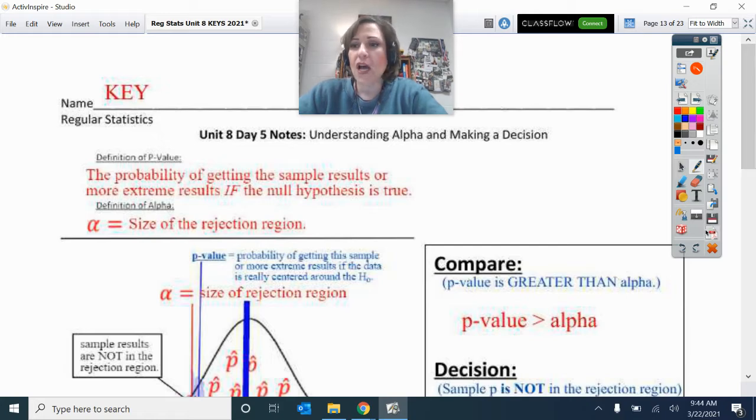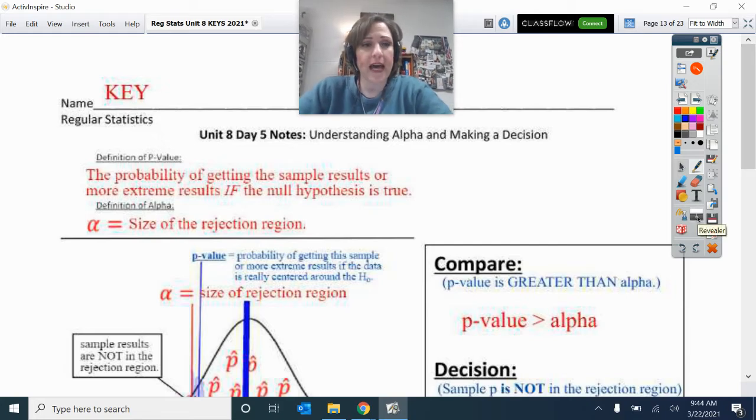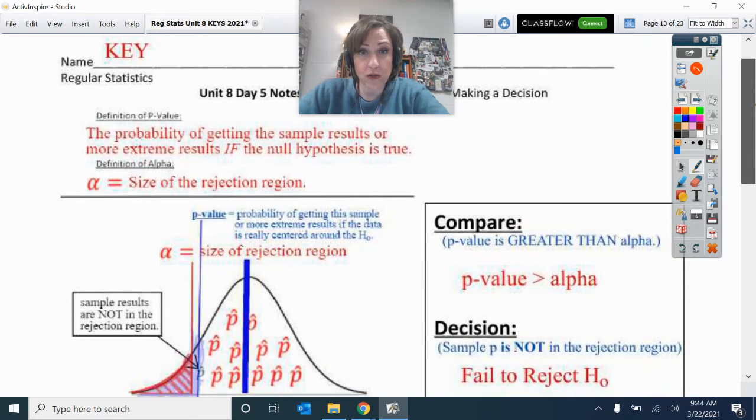Okay, so let's remember that we've got that p-value definition. P-value was the probability of getting these sample results or something more extreme if the null is true. Okay, so if the null is true, then that's the probability of me getting those results.